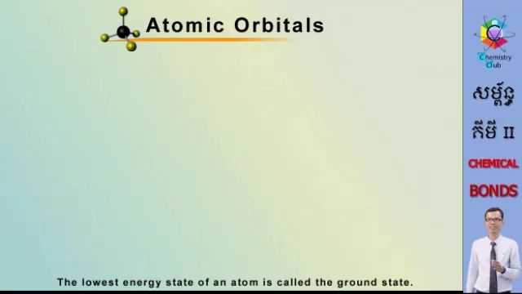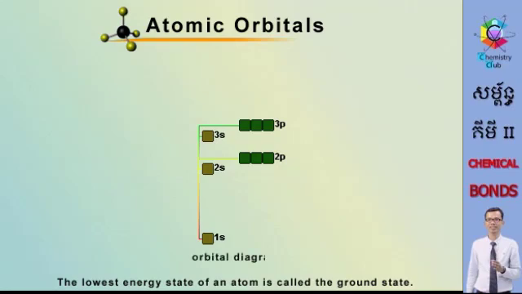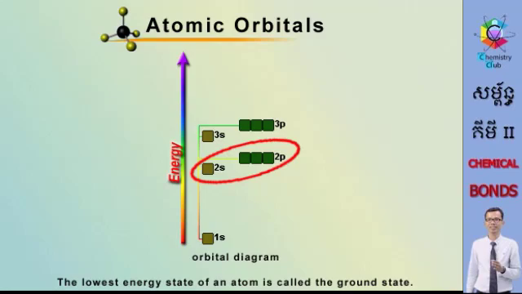The lowest energy state of an atom is called the ground state. In this state, the electrons can be assigned to particular orbitals in a systematic fashion. This is done with an orbital diagram. An orbital diagram arranges the energy shells in order of increasing energy. An energy shell consists of all the orbitals at that energy level. For example, the second shell consists of the 2s and 2p orbitals. The lowest energy orbital, the 1s orbital, is placed at the bottom of the diagram.